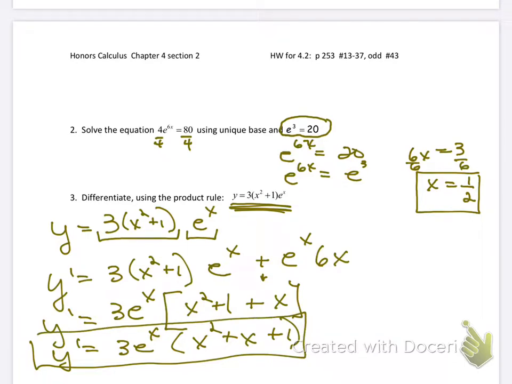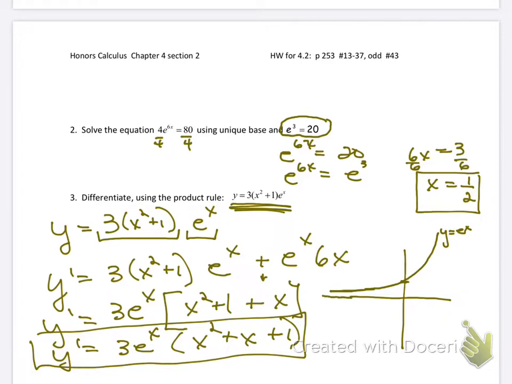Now, a word about this. You want to think about, what does e to the x look like? If my x is equal to 0, then anything raised to the 0 power is 1. So e to the x looks like this, right? y equals e to the x. It is asymptotic to the x-axis. It's never going to have a root.